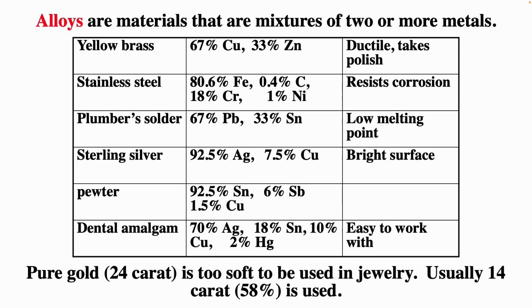It's also kind of cool. If you want to tweak the properties of a metal, you can form an alloy. An alloy is just a mixture of two or more metals. Stainless steel is a mixture of iron, carbon, chromium, and nickel, and it resists corrosion. For plumber's solder, you need a low melting point, so it's going to be lead and tin. Sterling silver is silver and copper. Gold is too soft to be used in jewelry, so often gold is mixed with another metal to make it a little bit harder.